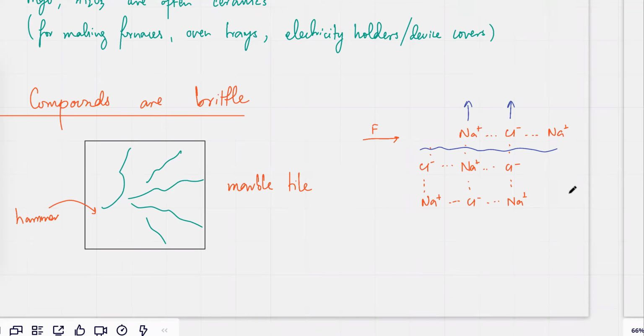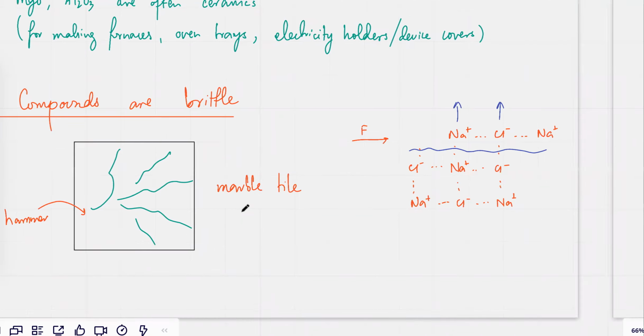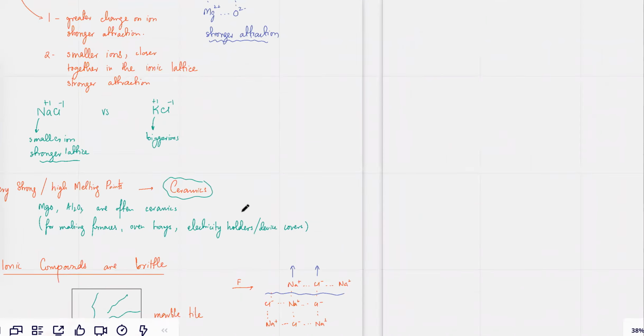So they're brittle at the same time. Okay, so that's one thing. So even the strongest of concrete, the strongest pieces of marble, they end up getting shattered if you apply too much force. So that's ionic compounds.